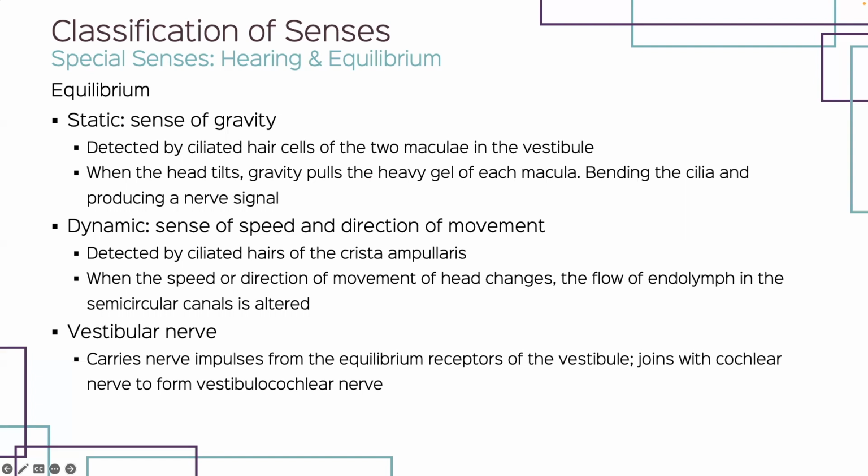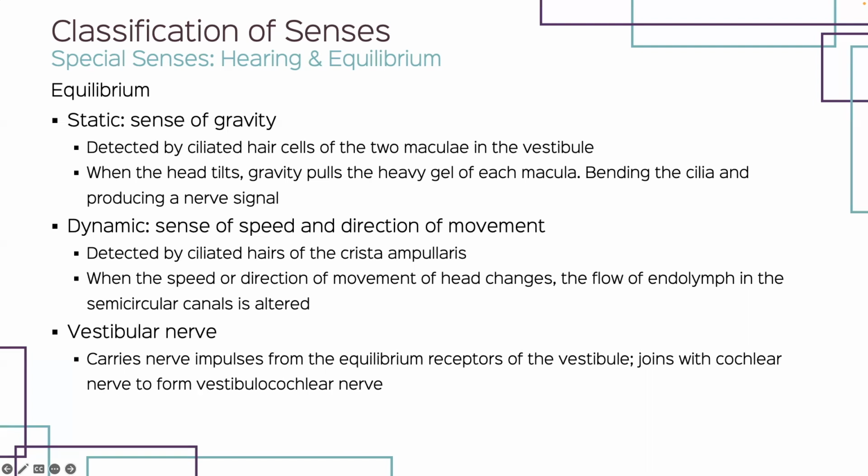The 3 semicircular canals are half circles oriented at right angles to one another. Within each canal is a dilated area called the ampulla that contains a sensory structure called crista ampullaris, which will then generate a nerve impulse when the speed or direction of movement in your head changes. This sense of motion is called your dynamic equilibrium.